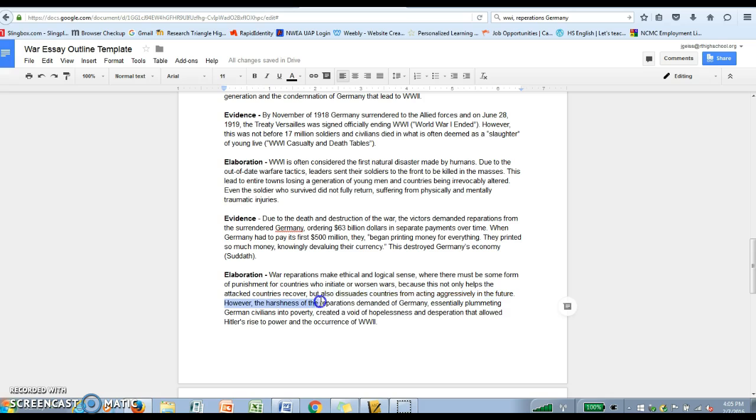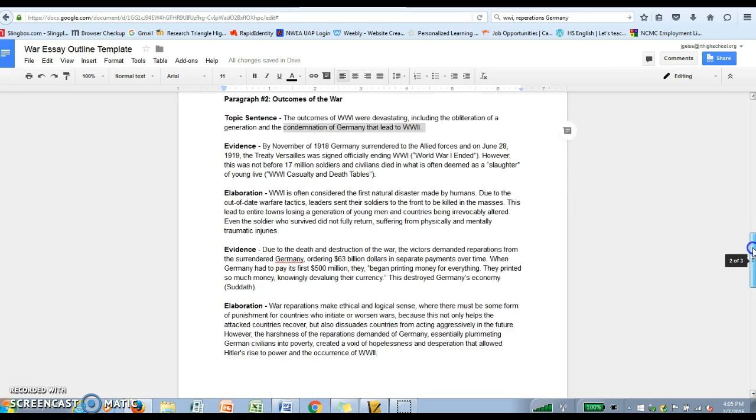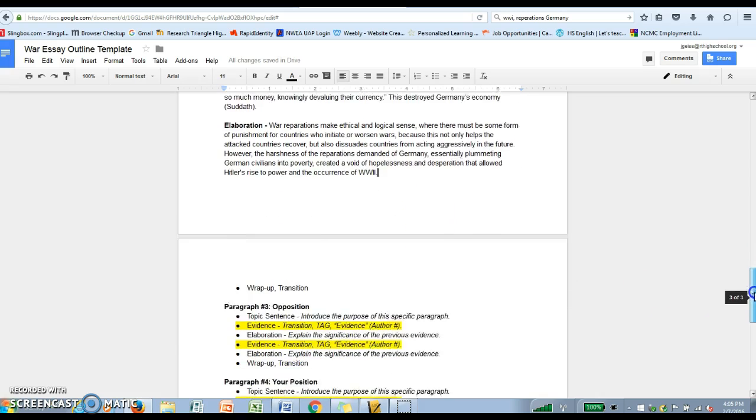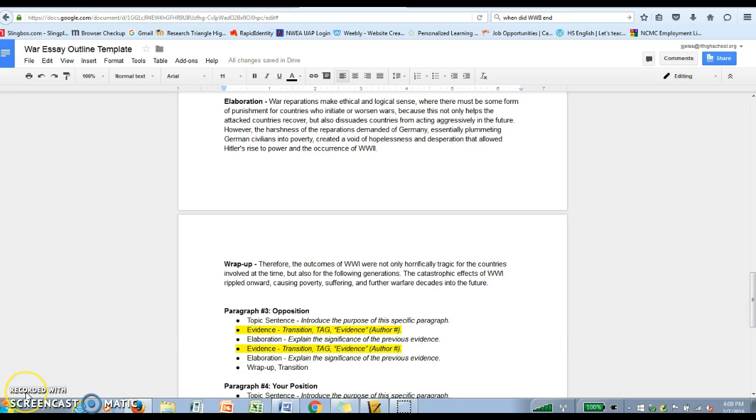It says, however, the harshness of reparations demanded of Germany created a void of hopelessness and desperation that allowed Hitler's rise to power and the occurrence of World War I. Here, that part of the elaboration fulfills what our topic sentence promised it would talk about. It explains how World War I essentially resulted in World War II. Next, let's move on to our wrap-up to see how we're going to end this paragraph.